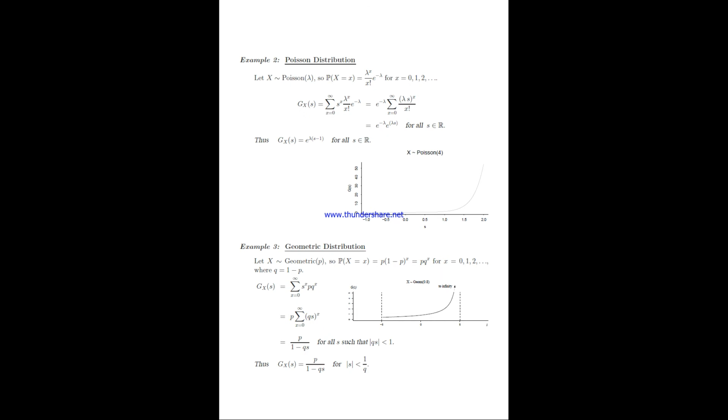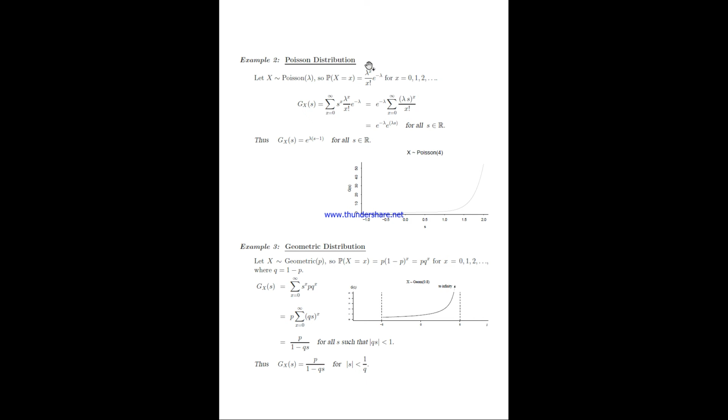Right, so let's check this with the Poisson distribution as well. Let's say x is having a Poisson distribution with parameter lambda. We know the probability where x equals small x is lambda to power x, e to power minus lambda, divided by factorial x.